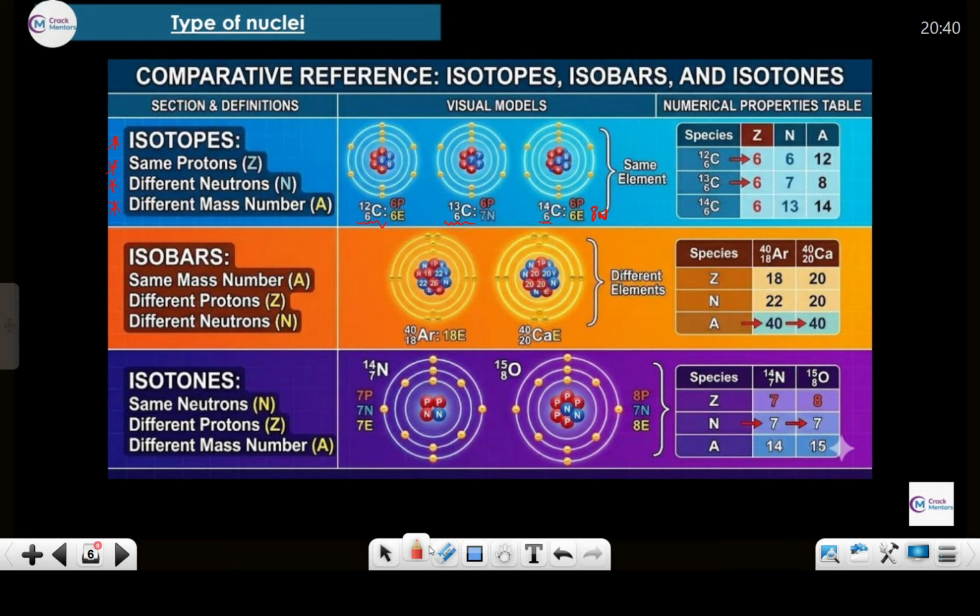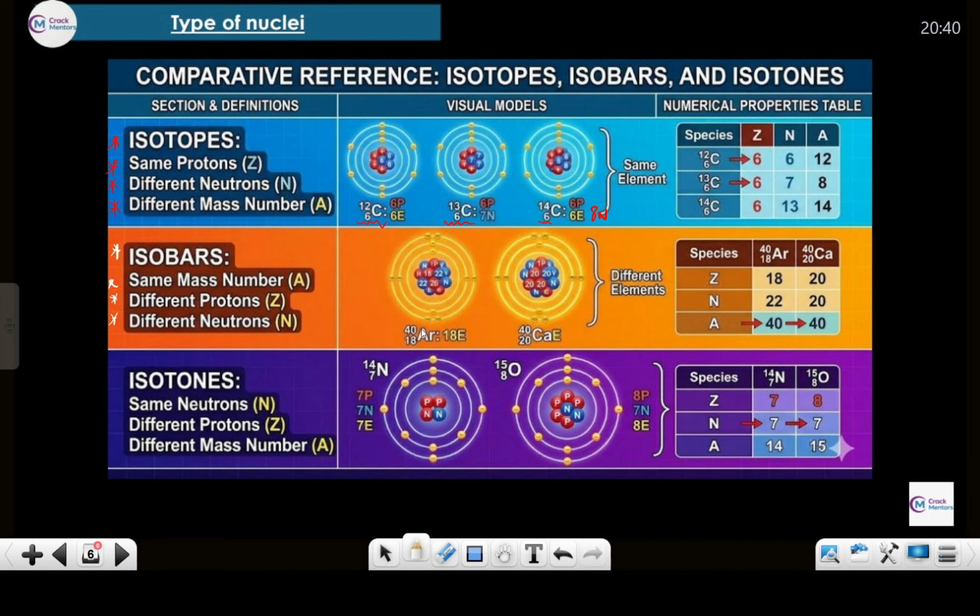Now I'm talking about isobars. What are isobars? Isobars are those which have the same atomic mass number and same atomic mass, but different protons and different neutrons.